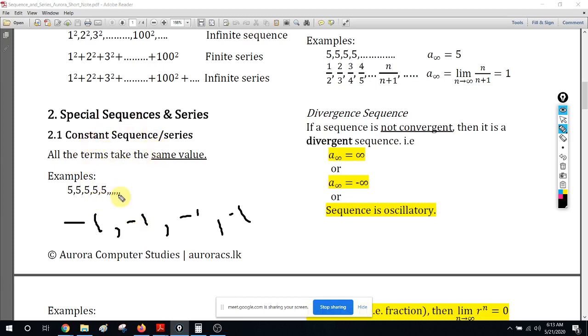If I write it as a summation, like 5 plus 5 plus 5 plus, then it's a constant series. Okay, so that is the first special sequence or series that we want to understand: constant sequence or constant series. Okay, right. So let's move to another one.